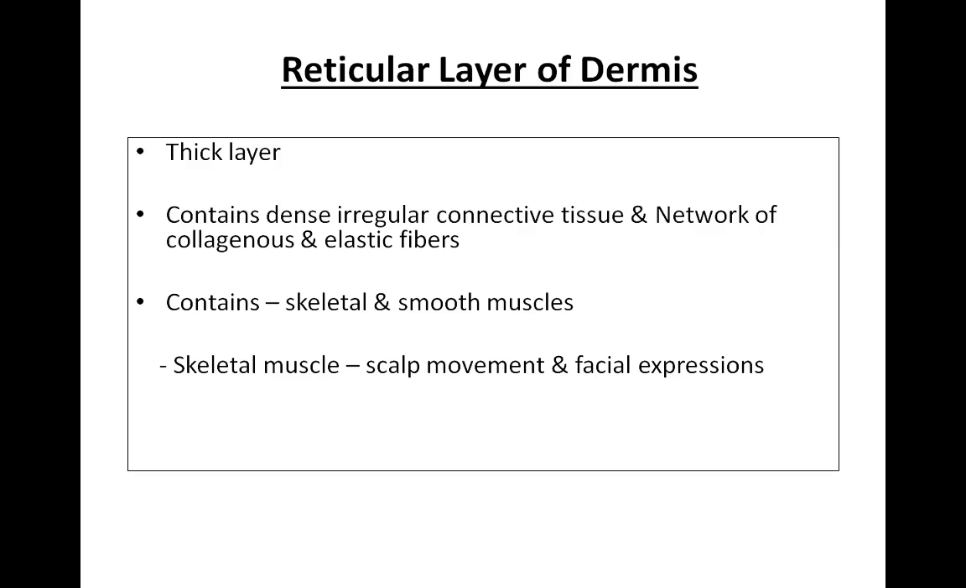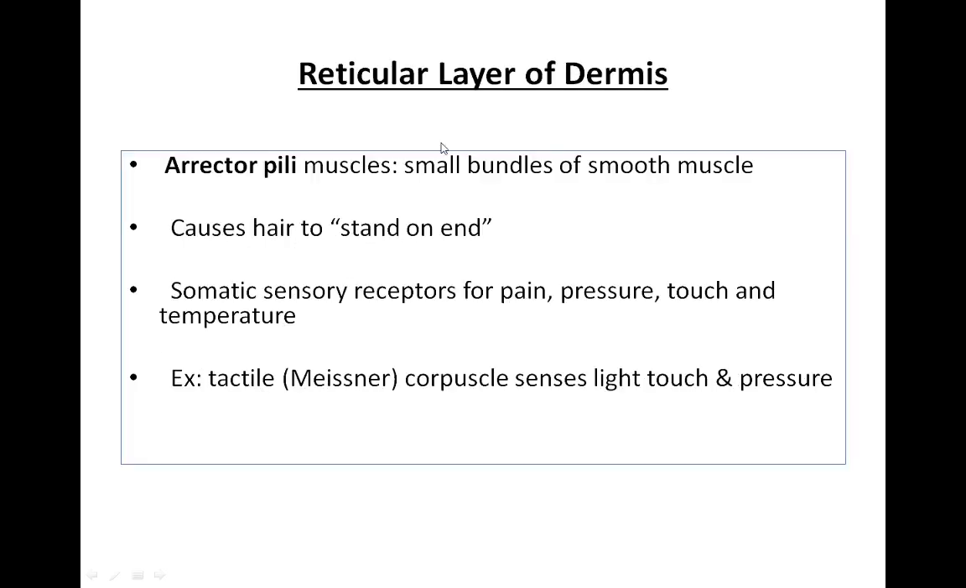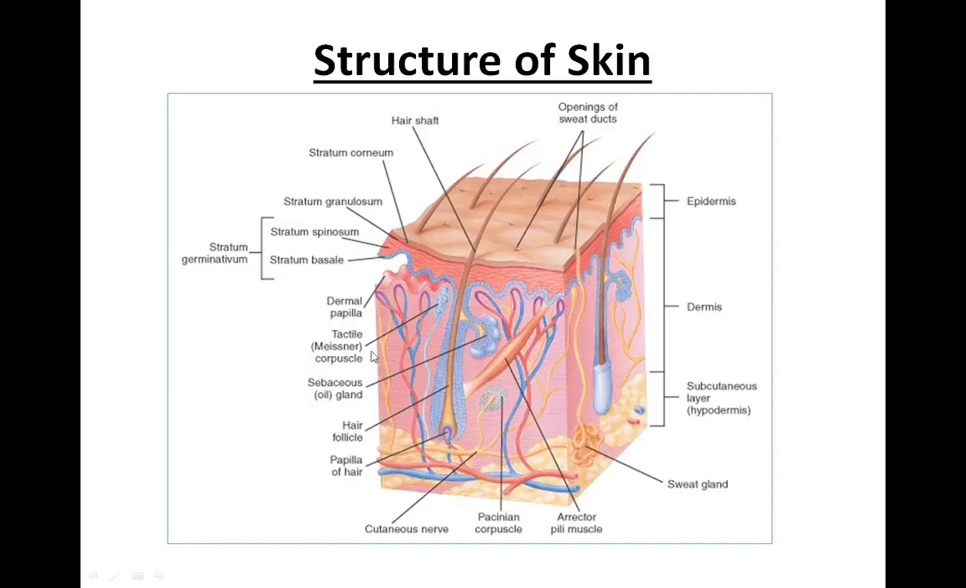Other skeletal muscles are present below the skin, but here it is present in the skin, and they help in facial expression and movement of the forehead by means of the scalp muscles. Then your erector pili muscles. These are small bundles of smooth muscle. This is the erector pili muscle, which is present in your dermis. It is attached to the dermoepidermal junction, and one part is attached to the hair follicle.